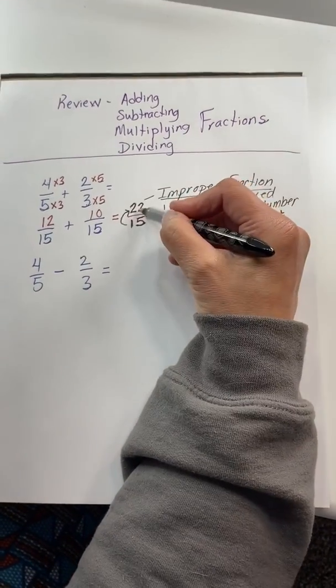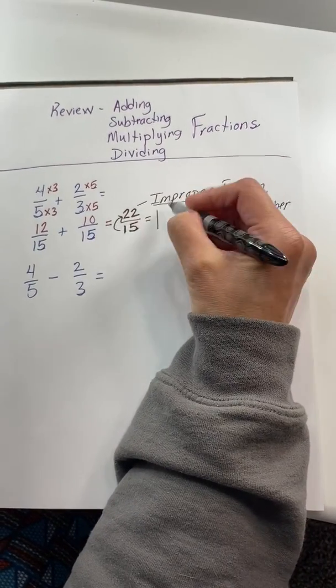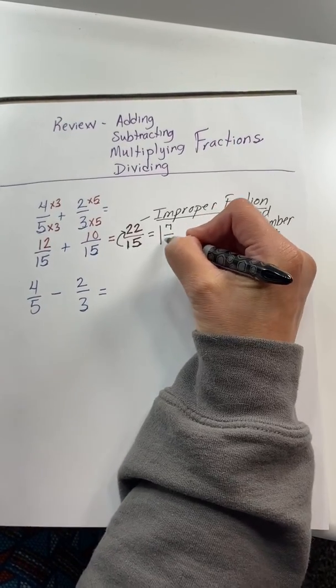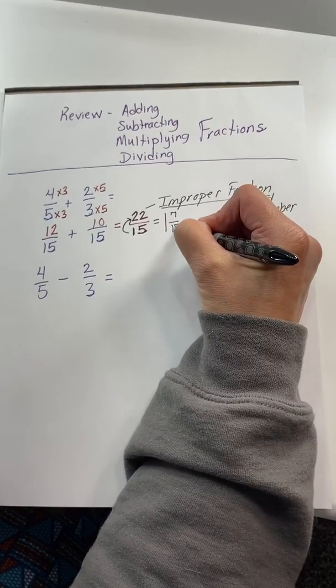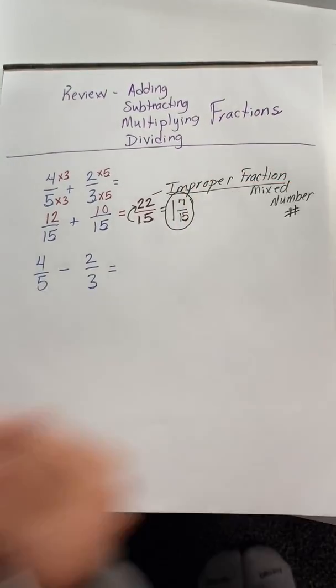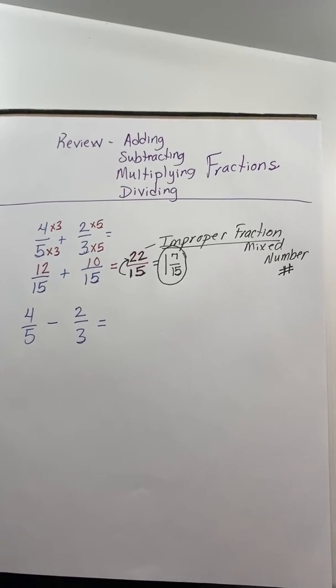All right, 22 take away 15, or the difference between 22 and 15, is 7. And this lovely denominator thing again, what does it do? It stays the same. And we finally have an answer of 1 7/15. Let's go down to the subtraction problem.